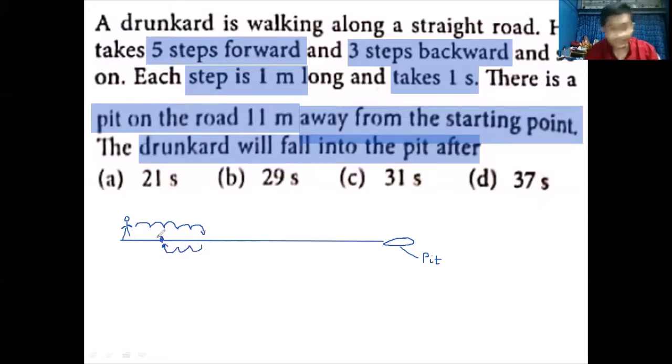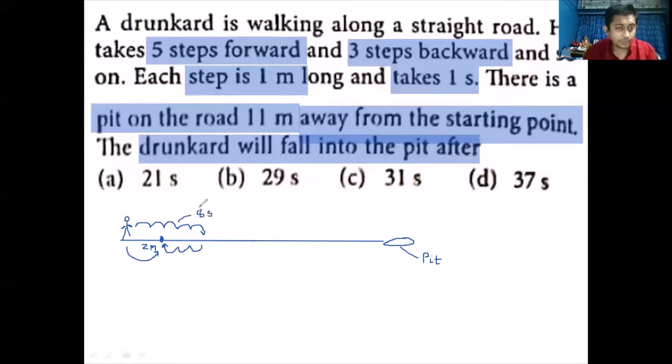Actually the net displacement of this drunkard is 2 meters. Understood? Because every step size is 1 meter. So for 5 steps, the drunkard travels 5 meters forward and then 3 meters backward. So the displacement of this drunkard is actually 2 meters when he takes 5 steps forward and 3 steps backward. For every step, 1 second is needed, so for 5 steps forward and 3 steps backward, the total time taken will be 8 seconds.